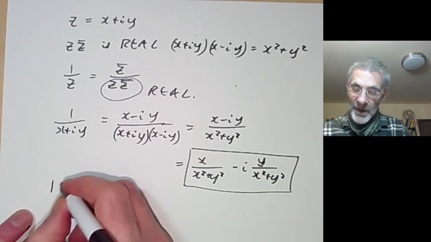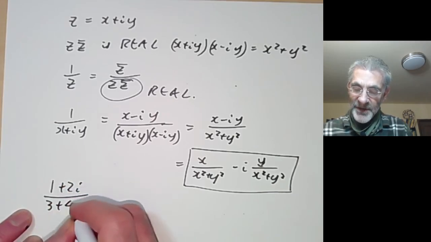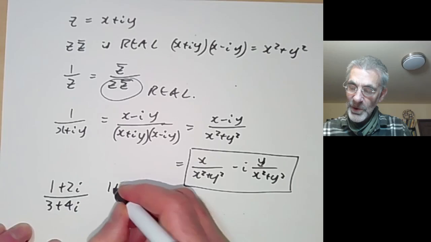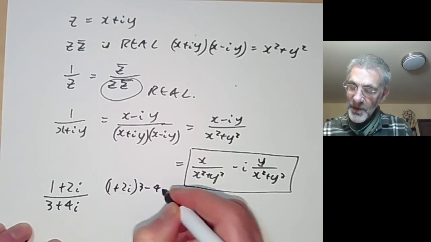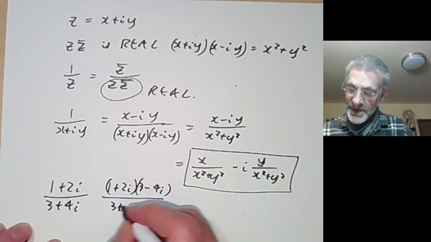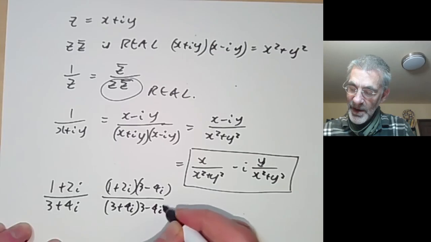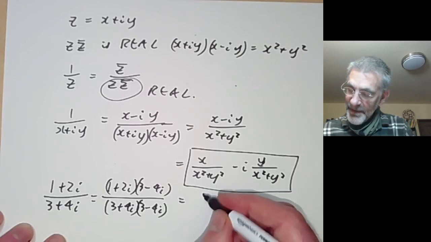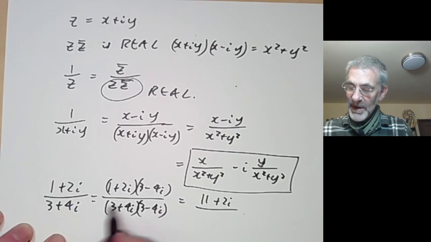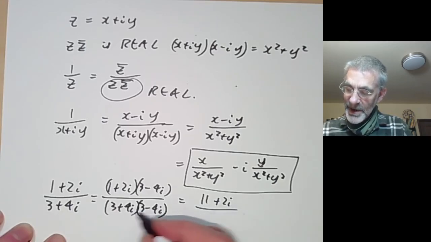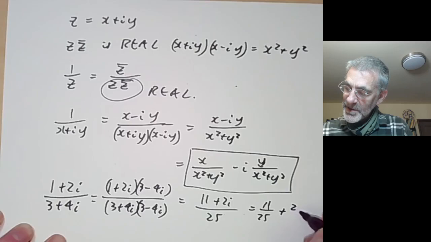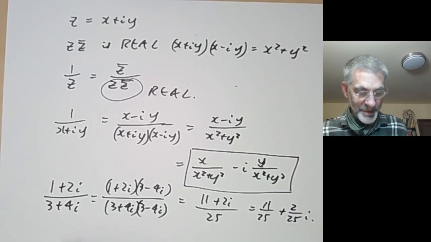For example, let's just work out 1 plus 2i divided by 3 plus 4i. Well, as we said, we multiply the top and the bottom by the complex conjugate of this, so we get 1 plus 2i times 3 minus 4i divided by 3 plus 4i times 3 minus 4i. And now we can multiply out the top, and we get 11 plus 2i, and now we multiply out the bottom and we get 3 squared plus 4 squared, which is 25. So this is 11 over 25 plus 2 over 25 times i. So division of complex numbers is also reasonably easy.